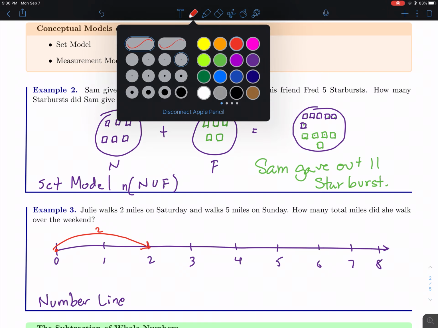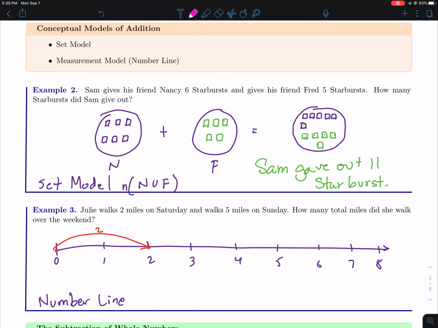And then Sunday, I'm going to let represent, let's say, pink. And so then they walked 5 more miles on Sunday. So in this case, we got 1, 2, 3, 4, 5. So that means I want to jump to 7. And so the idea is wherever we land using the measurement model, that's going to be the total number of miles or the total number of things that we've done that day. So in this case, another way to think about it is we've got 2 miles the first day, 5 miles the second day for a total of 7.